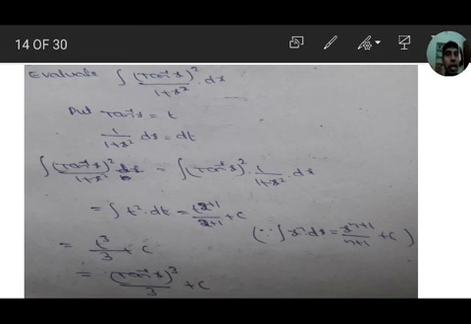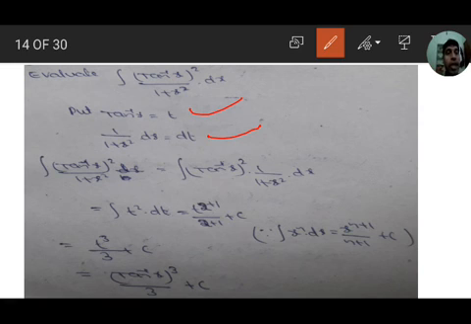Integration of tan inverse x whole square by 1 plus x square dx. So we will do this one also by two methods. Tan inverse x equal to t, substitution. Differentiating with respect to x, we get 1 by 1 plus x square dx equal to dt.